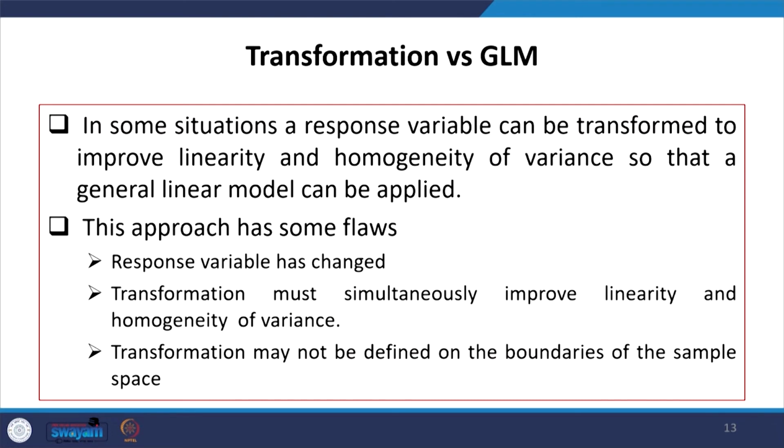So, now we are comparing transformation and GLM. In some situations, a response variable can be transformed to improve linearity and homogeneity of variance, so that a general linear model can be applied. This approach has some flaws. The response variable has changed, and the transformation must simultaneously improve linearity and homogeneity of variance. The transformation may not be defined on the boundaries of the sample space that has been considered.